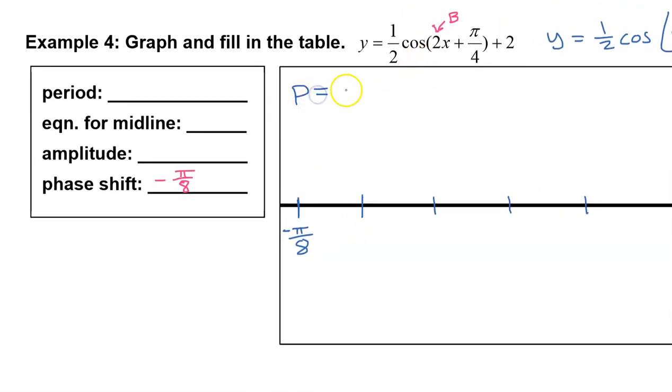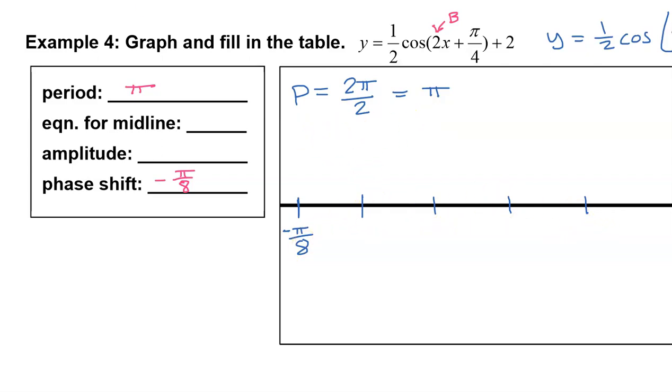And for the cosine function, the period is normally 2 pi for the parent function. But when you have a b value, then the period is going to be 2 pi divided by that b value. So in this case, the period will be pi. That's one of the things that we are supposed to record. So let's write that down. Period is pi.